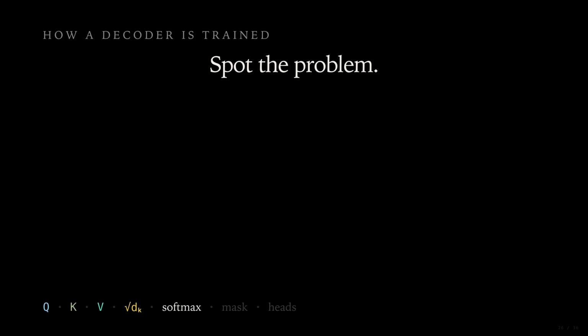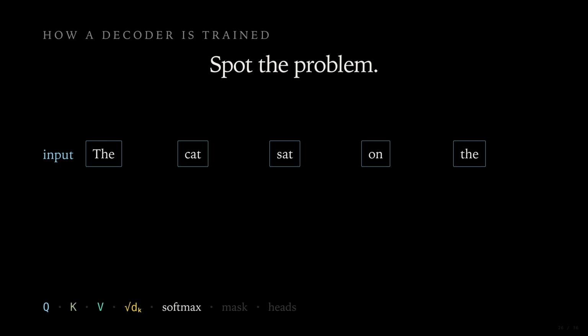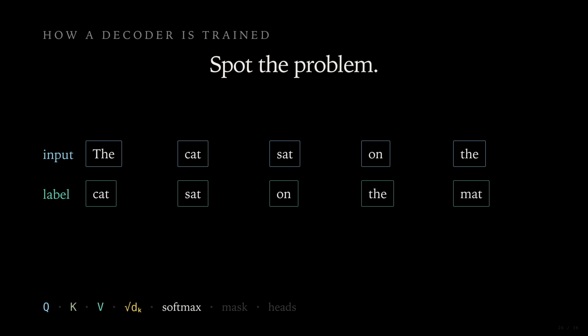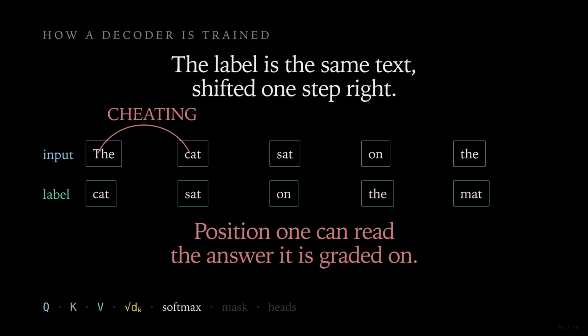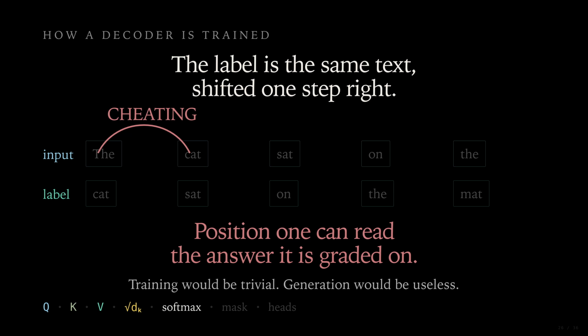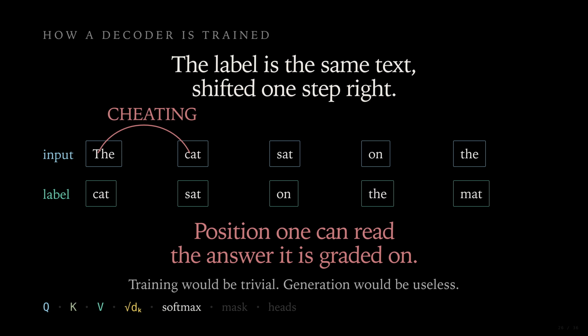When you train a decoder, the label is simply the same text shifted one step to the right. So position 1 predicts position 2, and so on down the sequence. The problem is that the attention we just built lets position 1 look at every token, including position 2, which means it can read the answer it is being graded on. Train it that way and it reads the answer straight out of a future position. So the training loss collapses without the model ever learning to predict anything. Trivial to train, useless the moment it has to generate.